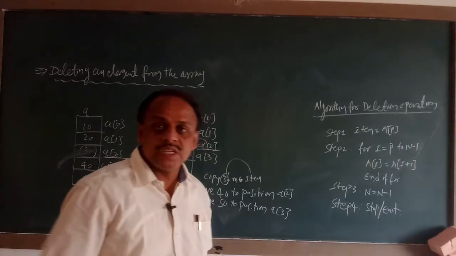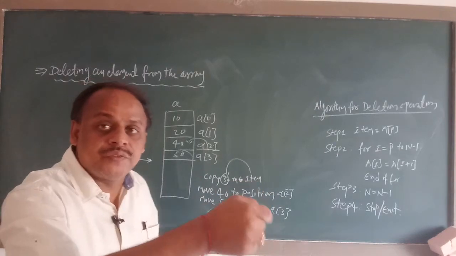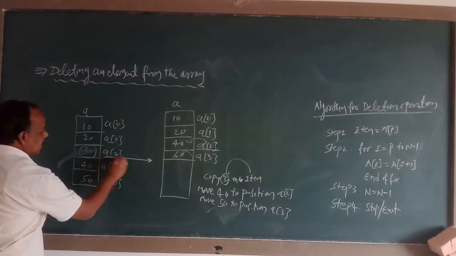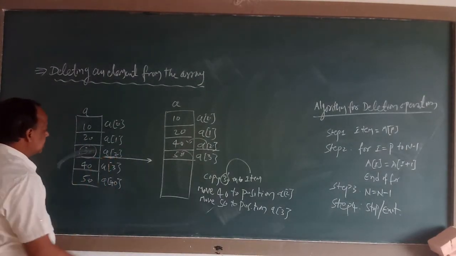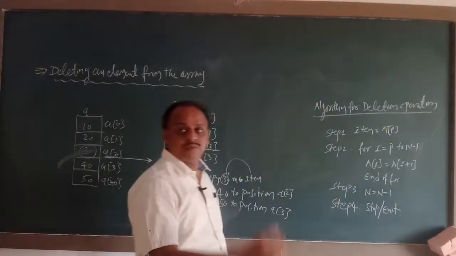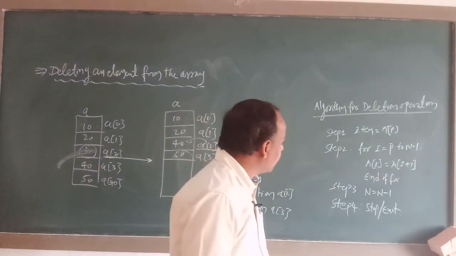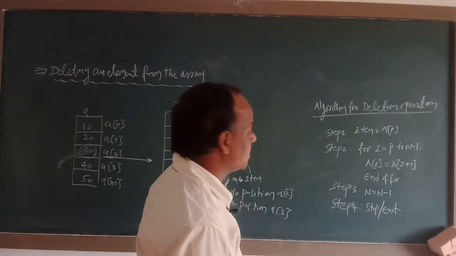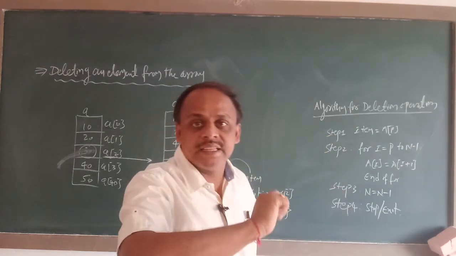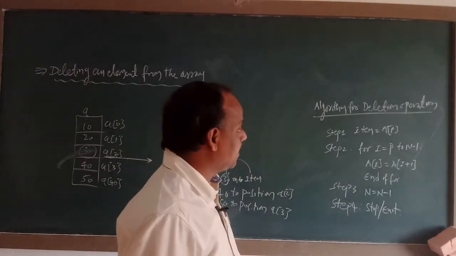First step is item is equal to A of P, means we have to first select position from where item is to be deleted. Here I am selecting a position A of 2. So what is there in A of 2? 30. So 30 is assigned to item, means first we have to decide which item we have to delete from the array. Next, for I equal to P to n minus 1, means where that element is going to be deleted, that position we have to take. That's why I is equal to P to n minus 1.